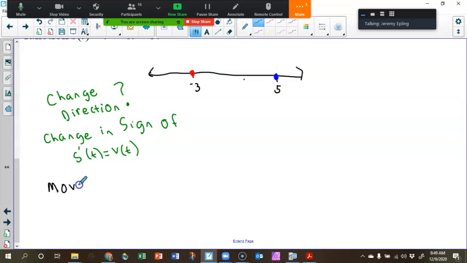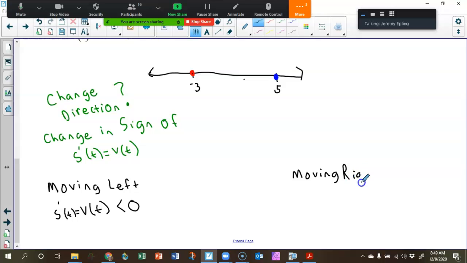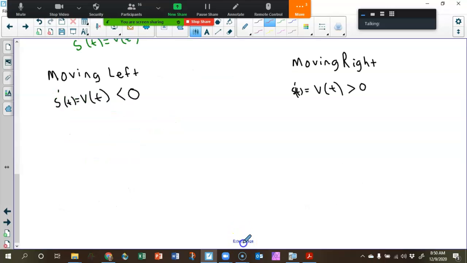We want to know, are we moving to the left? Our velocity, the derivative of our position, would be negative because position would be decreasing. And we need to know about when we're moving to the right, when our velocity, our derivative of position, is positive. So we're going to have to know S prime of t.